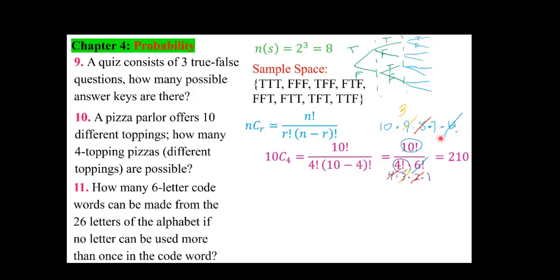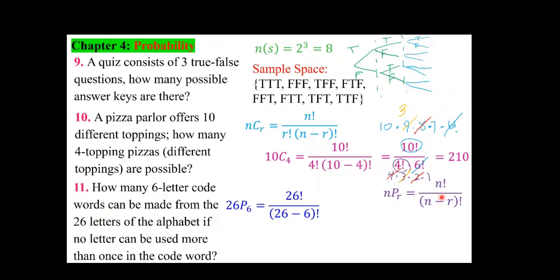How many 6-letter code words can we make? Of course, there are 26 letters in the alphabet. So from 26, we want to pick 6. And we need to recognize this is a permutation, because order is important when you're making up a password, a code. So it's a permutation of 26, choose 6. So that's the permutation formula. We are going to go with permutation 26, pick 6.